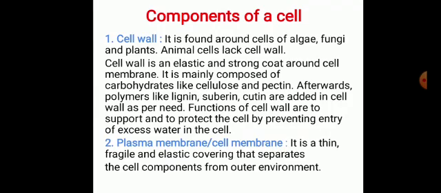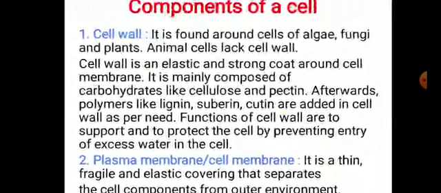And first component of a cell is cell wall. It is found around cells of algae, fungi and plants. Animal cells lack cell wall. Cell wall is an elastic and strong coat around the cell membrane. It is mainly composed of carbohydrates like cellulose and pectin. Afterwards, polymers like lignin, suberin and cutin are added in cell wall as per need.